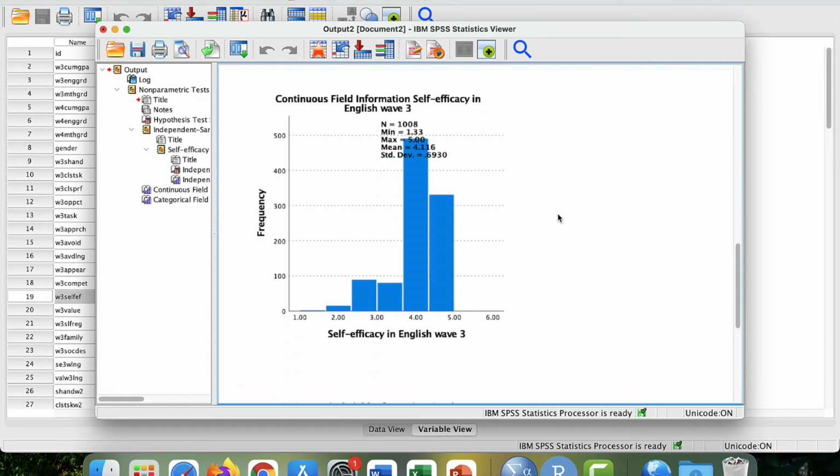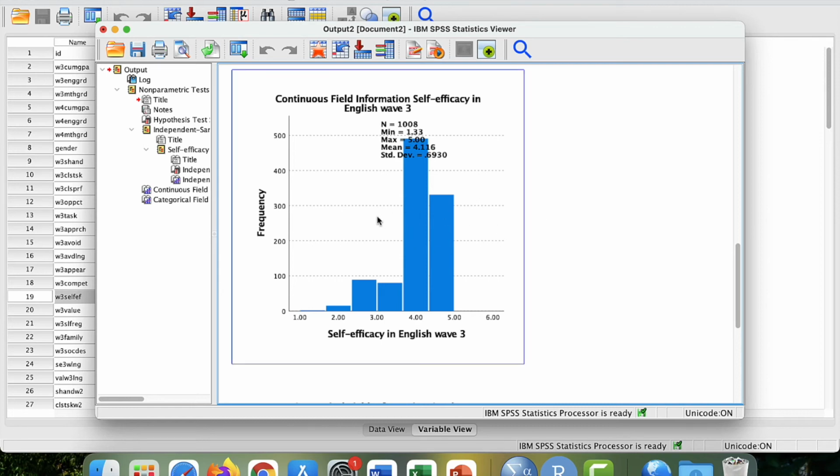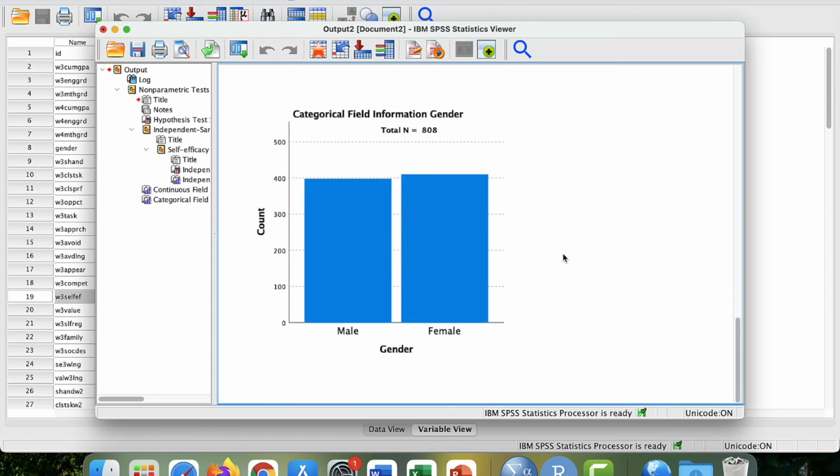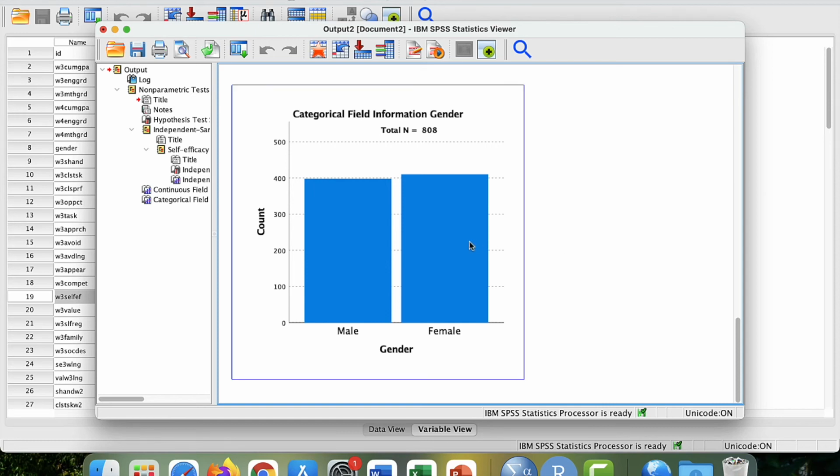If you go down here, you can see the distribution of scores. You'll see mostly 4 and 5, and then it tails off over at the lower levels. So that looks pretty skewed. Categorical field information by gender is just really telling you how many there are in each gender.